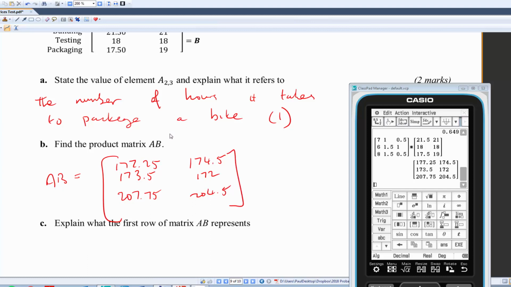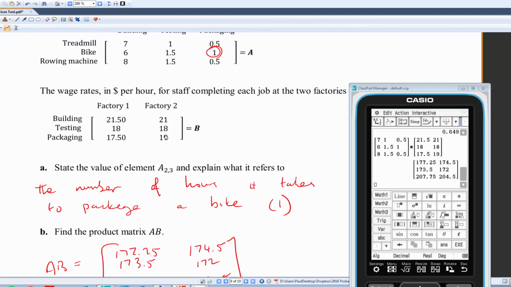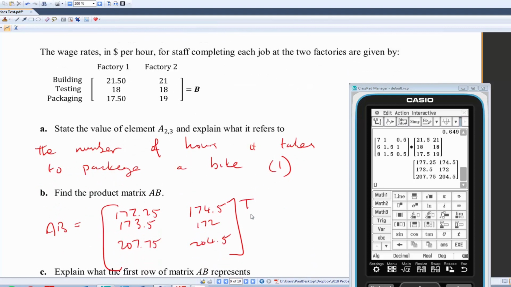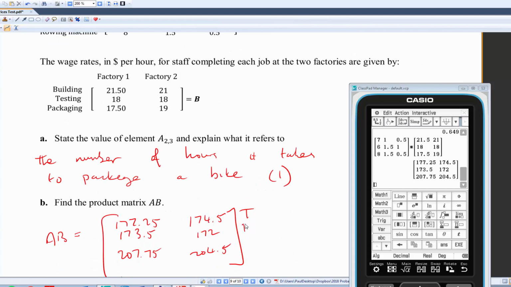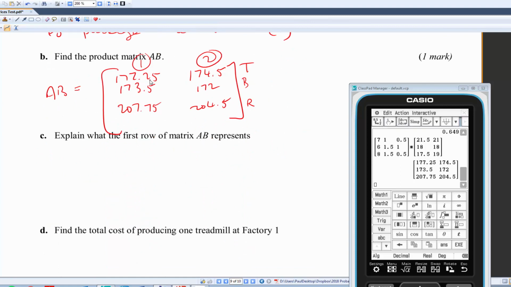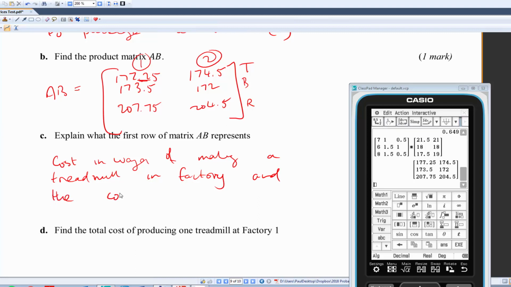For this, it's important to understand what these rows actually represent. So the rows in this case are the equipment. We've got treadmill, we've got bike, and we've got rowing machine. And the columns in this case represent the factories. This is factory 1 and this is factory 2. So the first row of matrix AB represents the cost in wages of making a treadmill in factory 1, and the cost in wages of making a treadmill in factory 2.